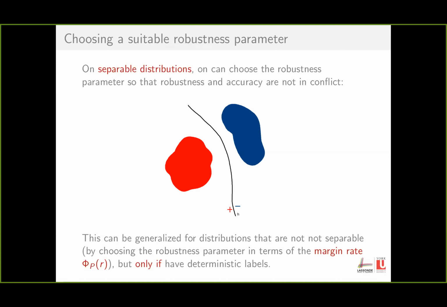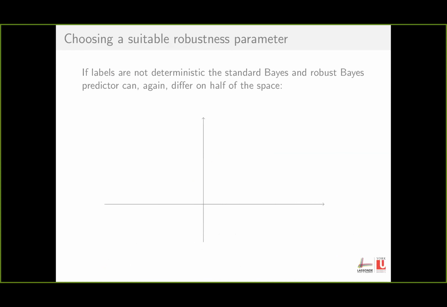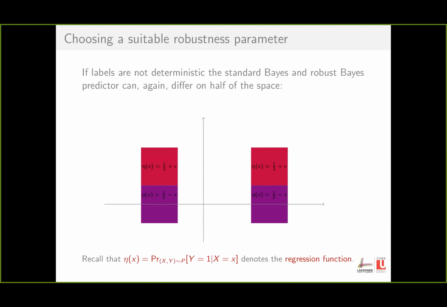So we can also show that, as a function of the margin rate, one can choose a robustness parameter such that robust optimal and binary optimal coincide. But if it's a little bit too large, and we have some noise, then the optimal binary and the optimal adversarial predictor can differ on half of the space. So they can be very drastically different.